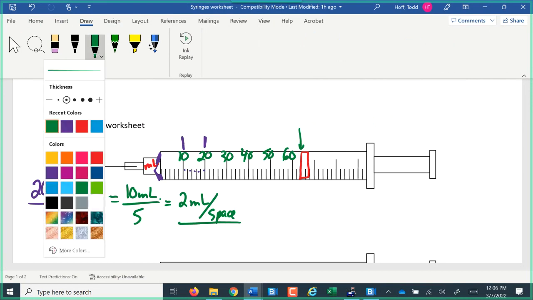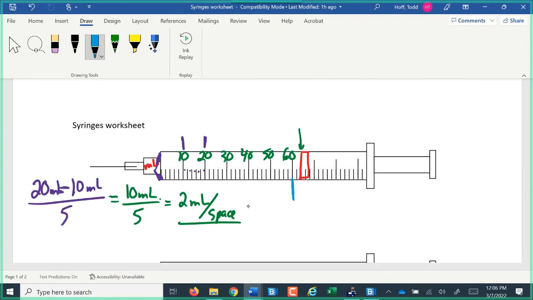So then to find the volume in that syringe, we find the closest marked spot, that's the 60 here, and we can count up from there. Each space is 2 milliliters. This will be 62, 64. That syringe is about 64 milliliters.